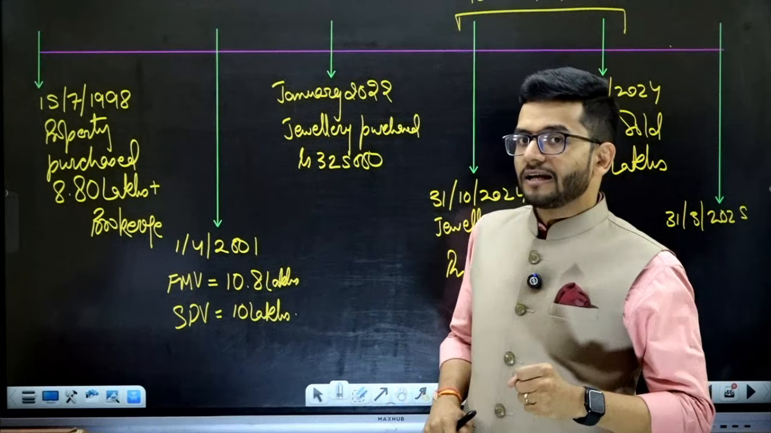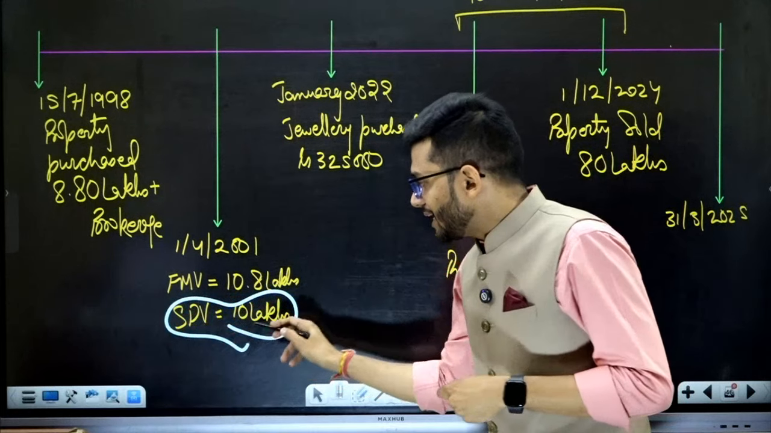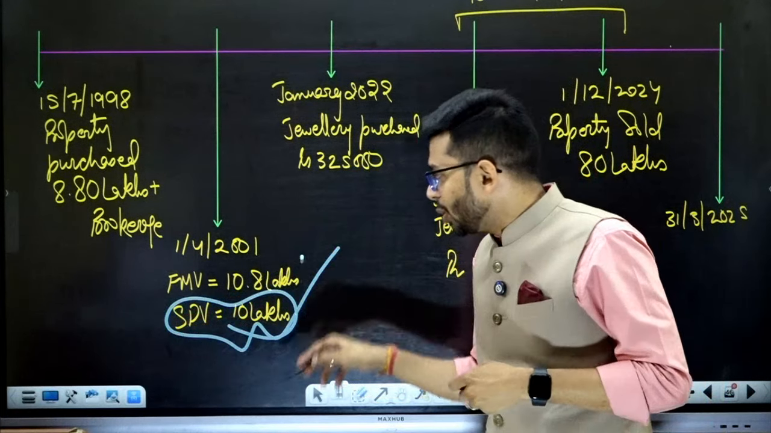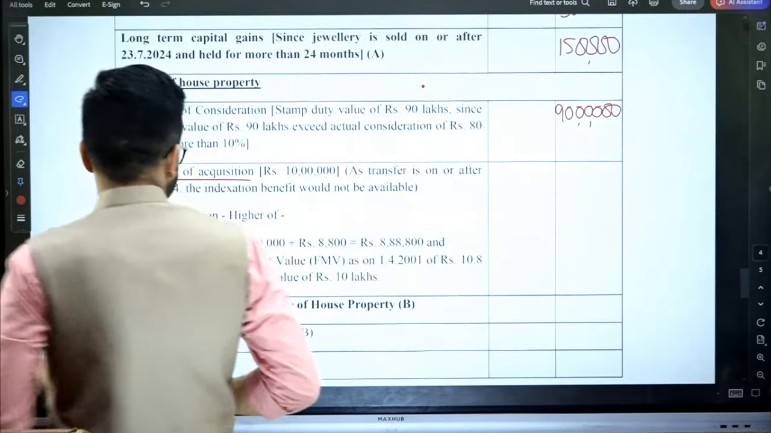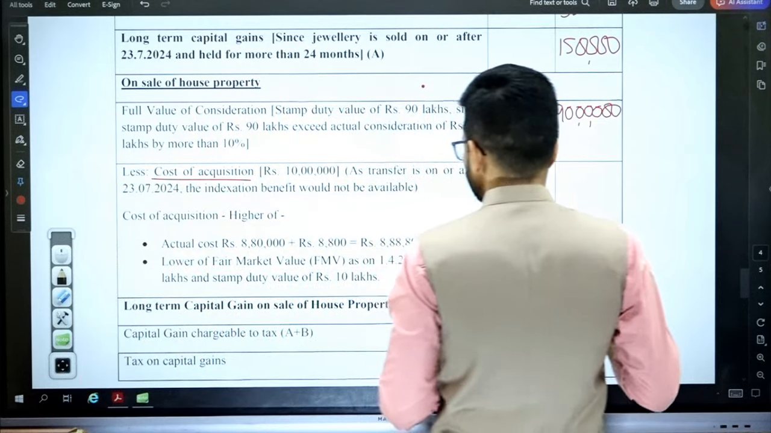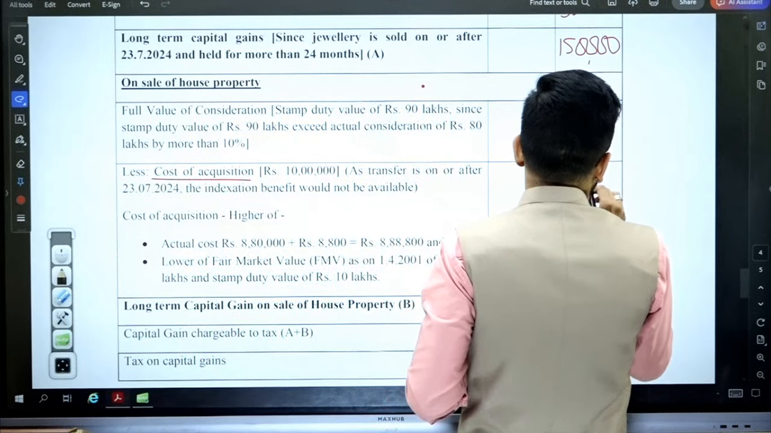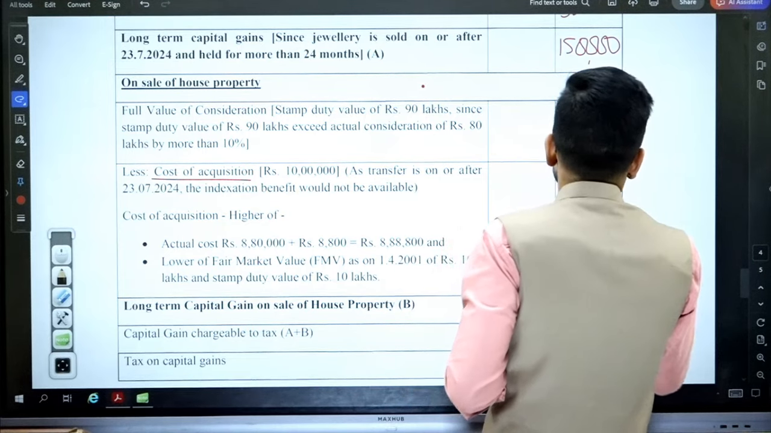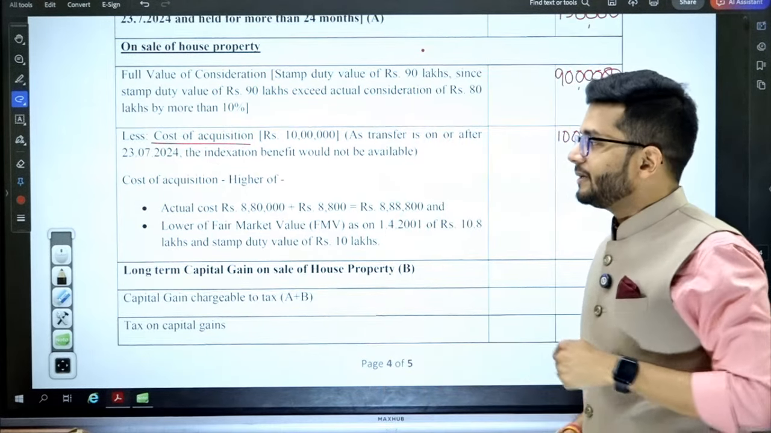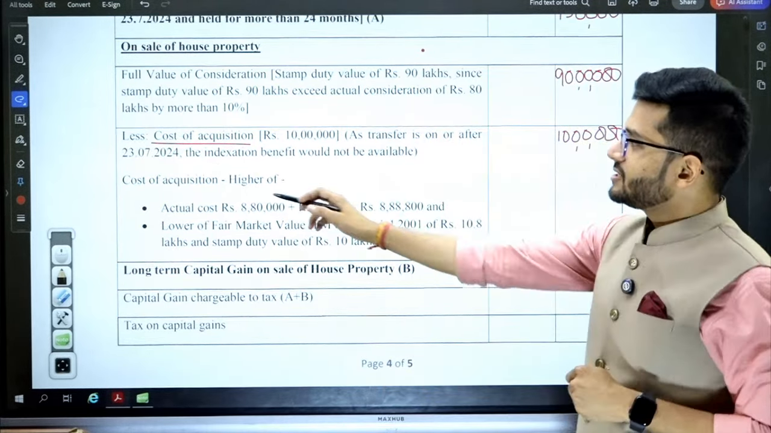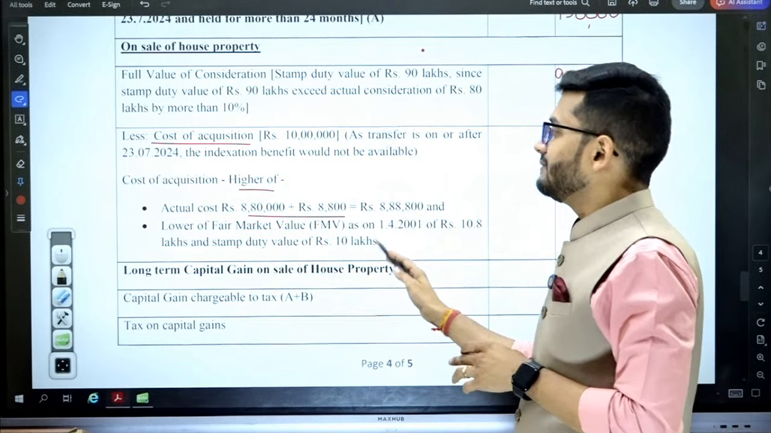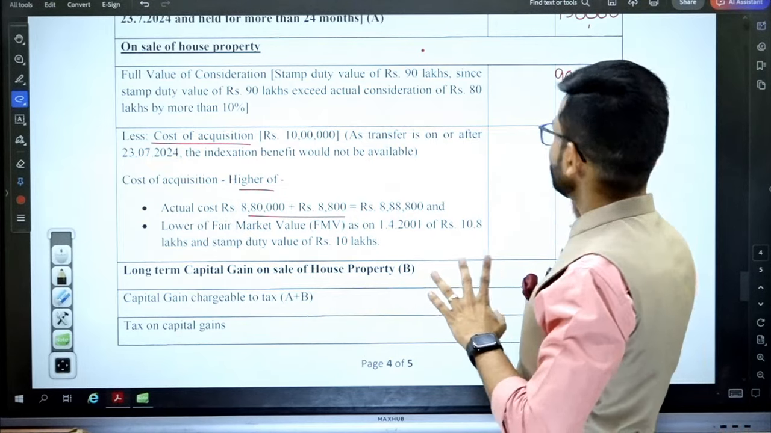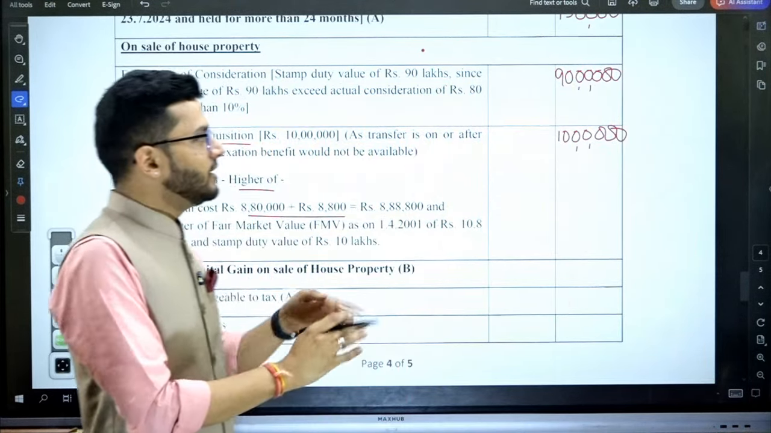So what is the cost of acquisition in this case? The cost of acquisition will be taken as 10 lakh rupees, because 10 lakh rupees is lower than 10,80,000 rupees. So what is the cost of acquisition that we are going to assume? The cost of acquisition will be 10 lakh rupees, which is higher of actual cost of acquisition including brokerage and lower of fair market value as on 1st April, or the stamp duty value. So according to this formula, we get a cost of acquisition of 10 lakh rupees.